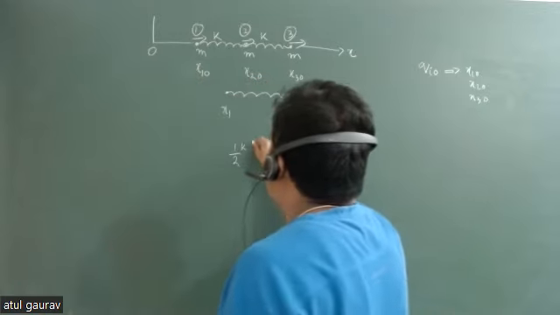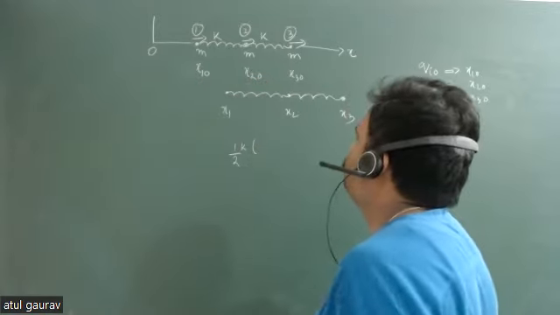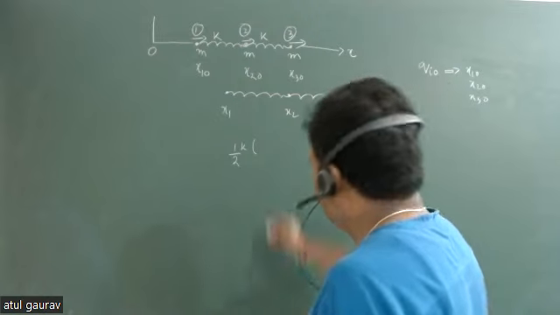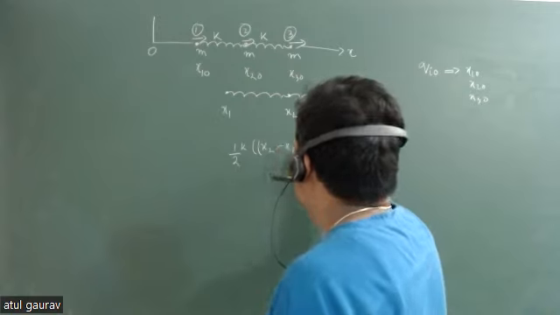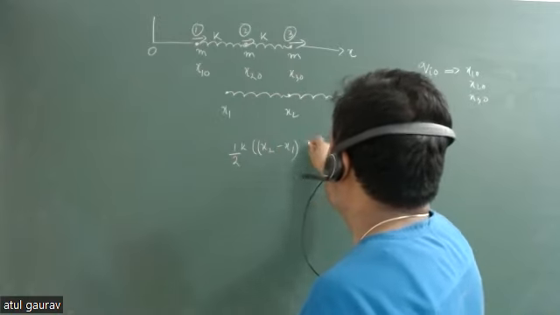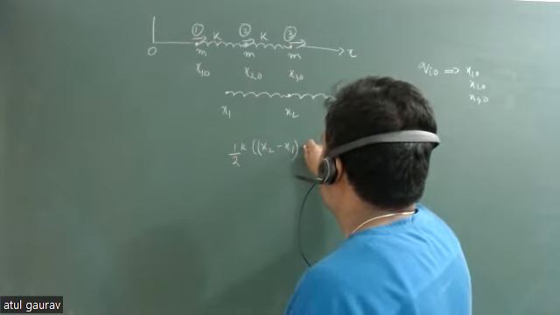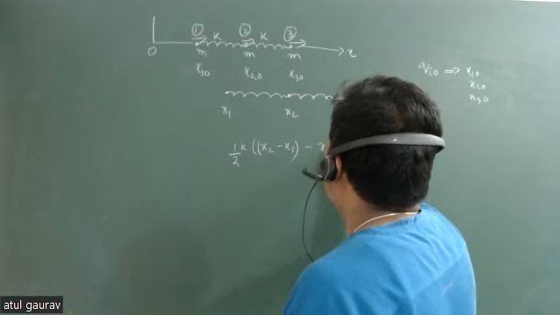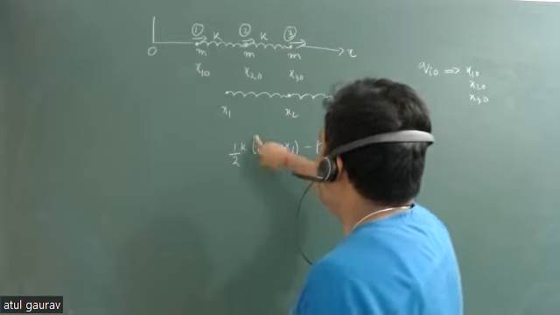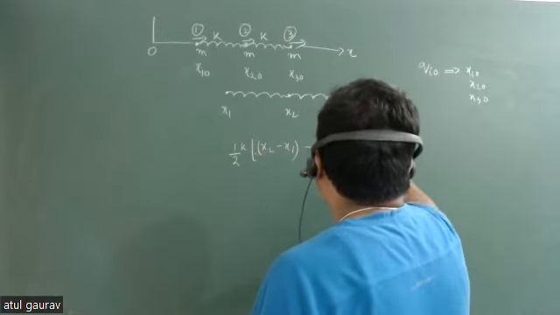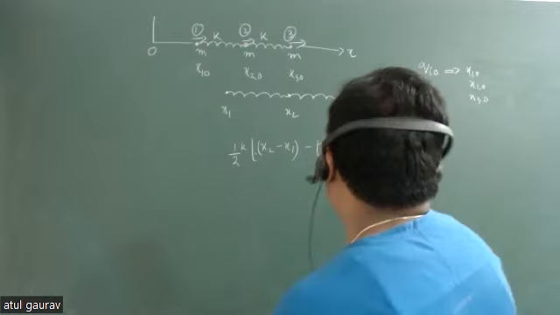So what is present length? x2 minus x1. Very good. x2 minus x1. What is original length? x20 minus x10. Very good. So now this is my stored energy in the first spring.